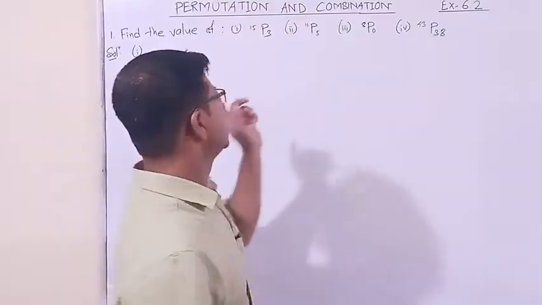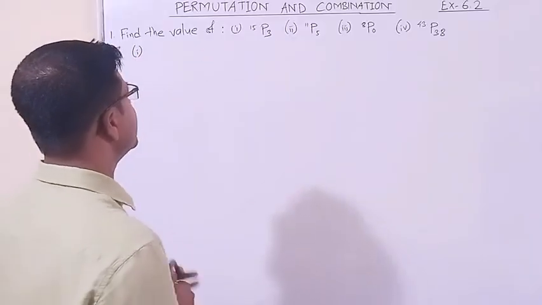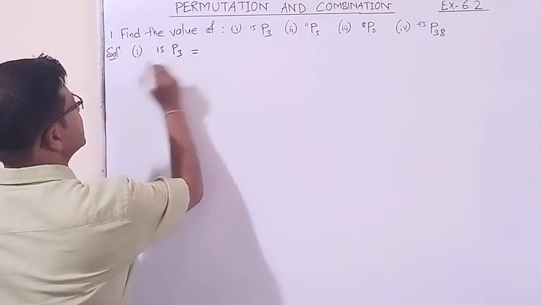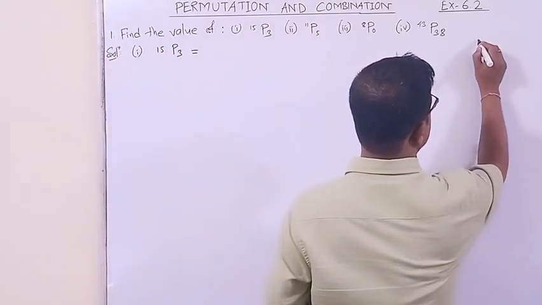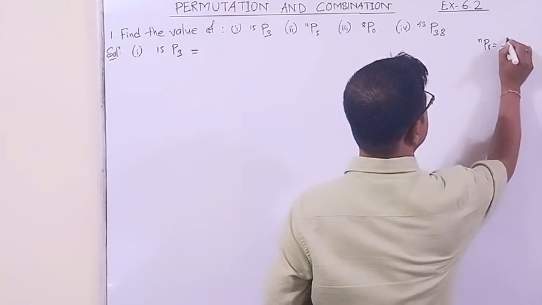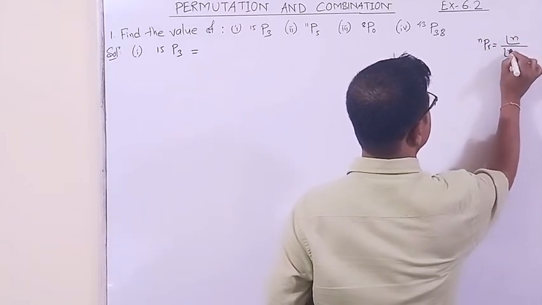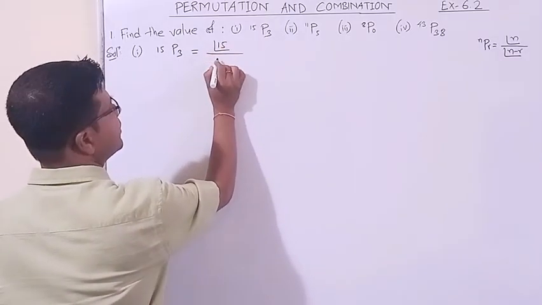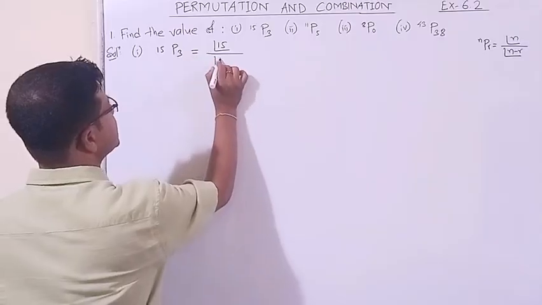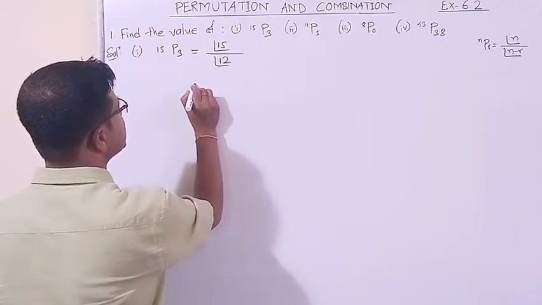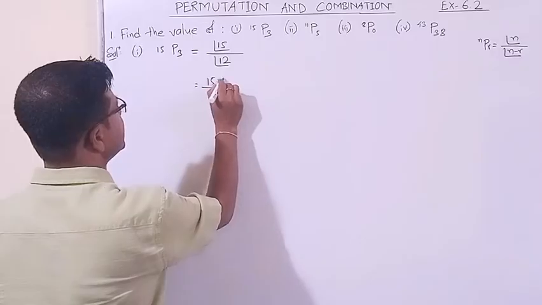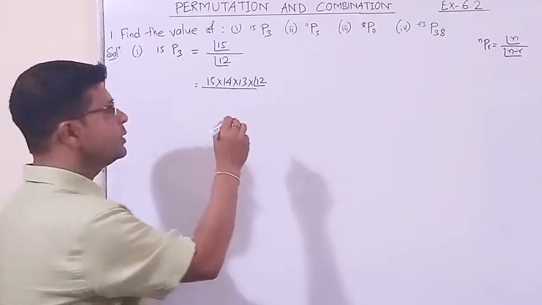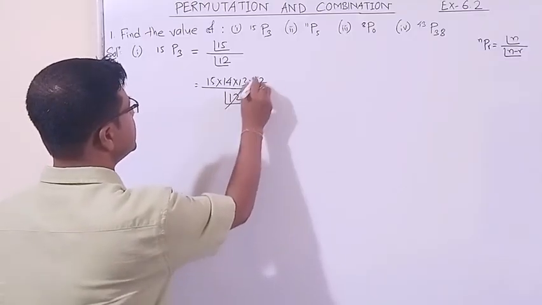Now let us start question number 1. The question is to find the value of number 1, which is 15P3. Now dear students, we shall apply this nPr. What is nPr? nPr is factorial n divided by factorial n minus r. So it is factorial 15 divided by factorial 15 minus 3, which is 12. This can be written as 15 into 14 into 13 into factorial 12, divided by factorial 12. These will get cancelled.